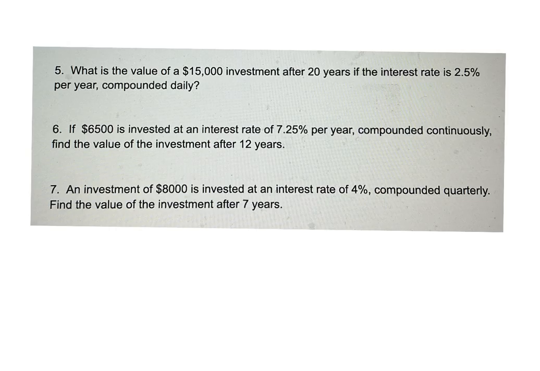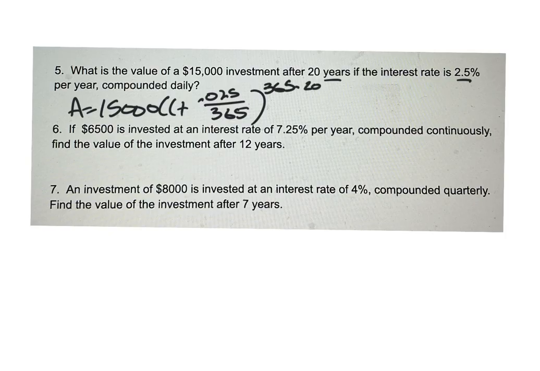Number 5, now we're back to money. What's the value of a $15,000 investment after 20 years, with interest compounded daily? So P is 15,000, 1 plus r over n. Remember to change the rate to a decimal. n is 365. n means how many times a year it's compounded. Daily is 365 times a year. The exponent is n times t. So one more time, punching that in my calculator, and I came up with $24,730.40. Remember, round those cents.